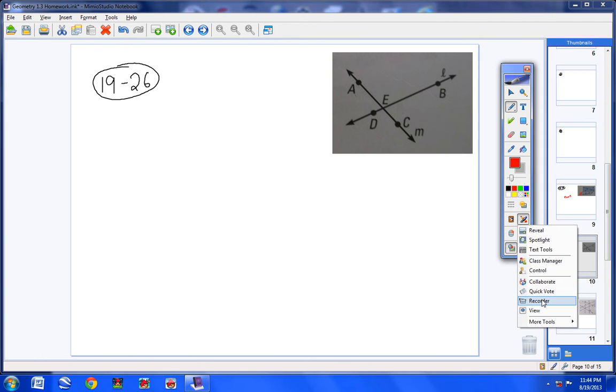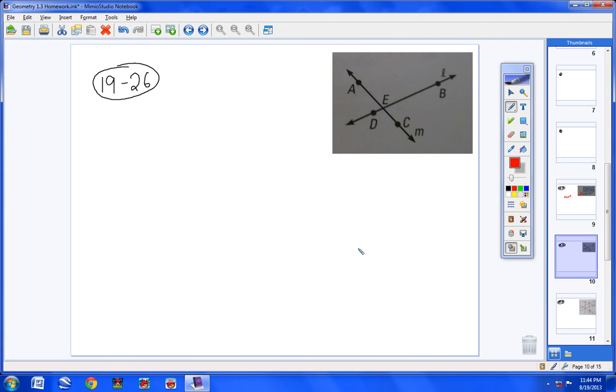And number 19 says, true or false, A lies on line L. Well, here's line L right here. Does A lie on that line? No. That is false. Okay, totally false.